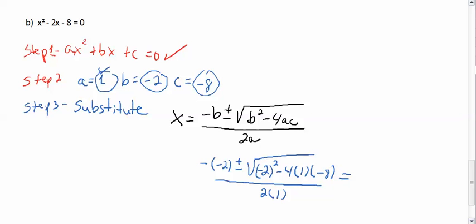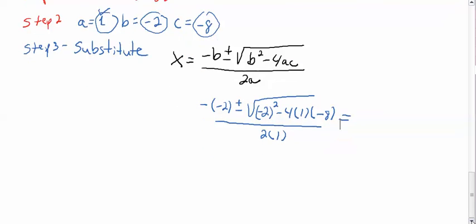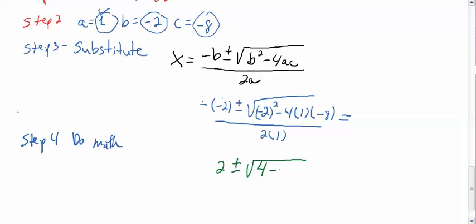Step 4, we are going to do the math. So I'll write a little note to ourselves again. Step 4, do math. Okay, so now we've got negative and negative is positive 2, plus or minus. Negative 2 times negative 2 is positive 4, minus, we have negative 4 times 1 is negative 4 times negative 8, all over 2.